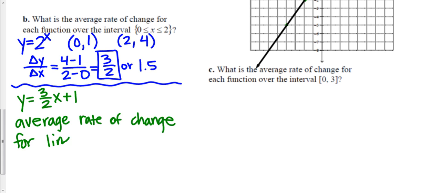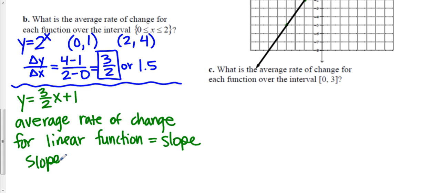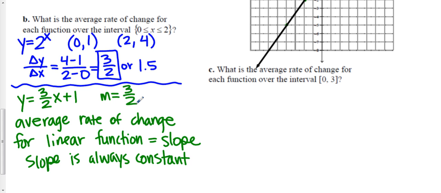for a linear function is equal to slope. Slope is always constant, and it is constant for linear functions only. So we can write down our slope. Our slope is 3 over 2. It does not matter what range of numbers we are given for a linear function. Slope is always constant for linear functions.